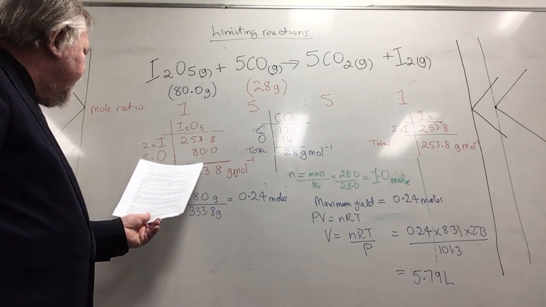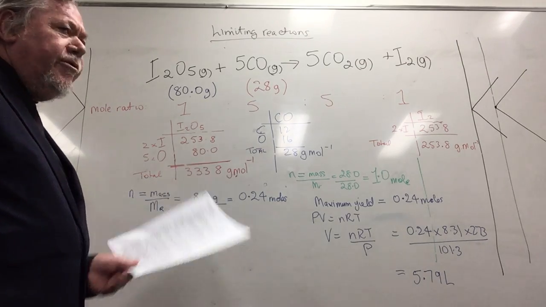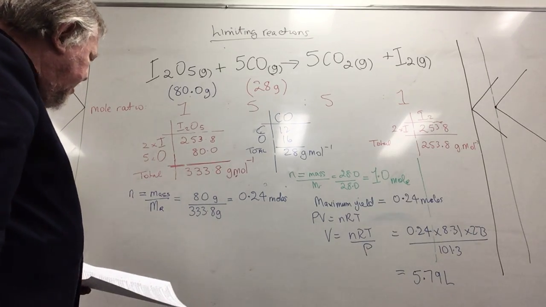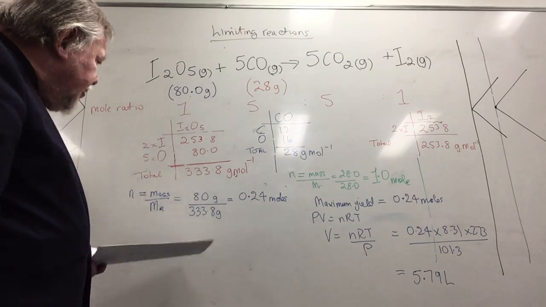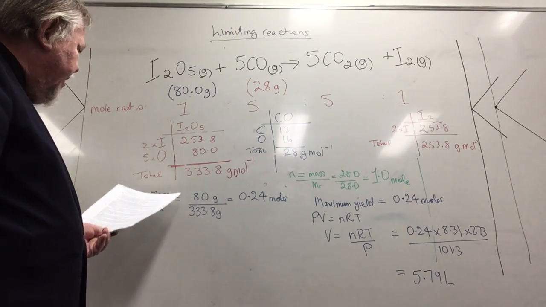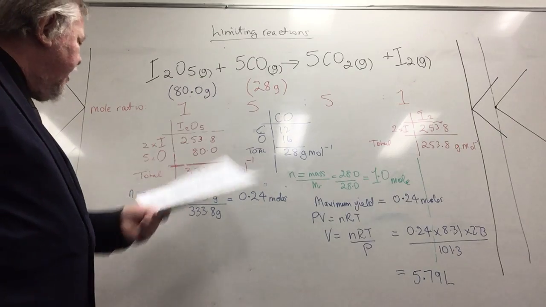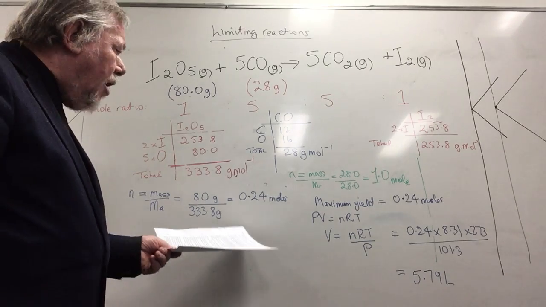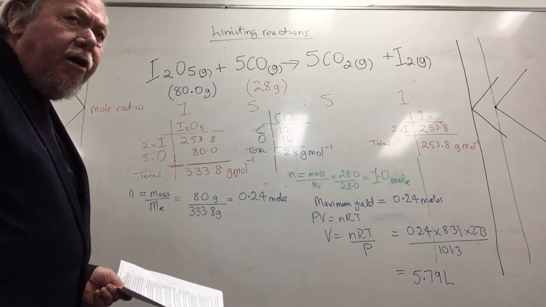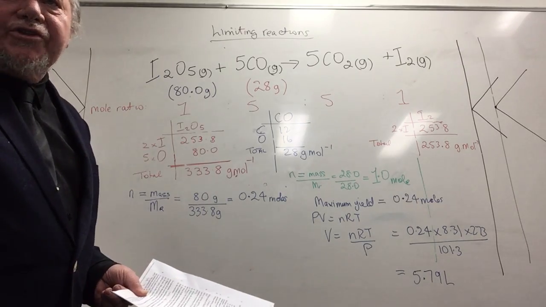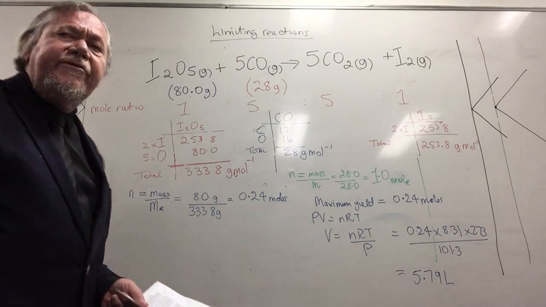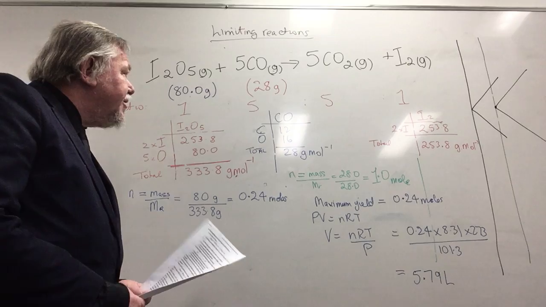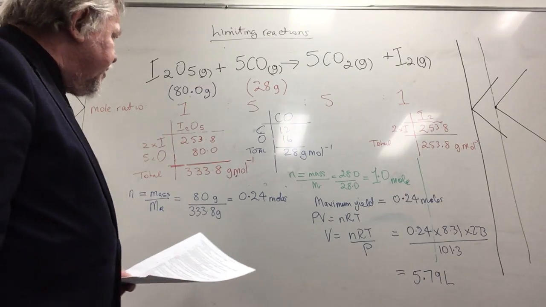2 lots of iodine, 5 lots of oxygen gives us a total of 333.8 grams for each mole. Now, the number of moles that we actually have is the mass, which is 80 grams, divided by the 333.8 grams, which gives us 0.24 moles. So if we use all of the iodine pentoxide, we will use 0.24 moles, if we use every skerrick of it. Now, let's have a look at the carbon monoxide, which is the oxidant.